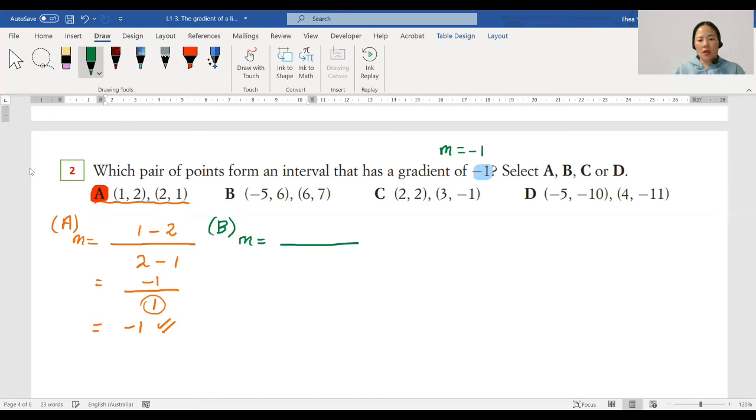B. What's my y2? 7. Excellent. What's my y1? 6. Excellent. What's my x2?